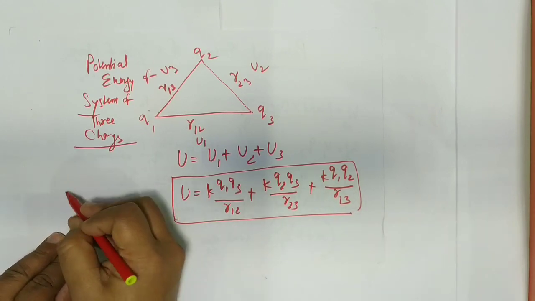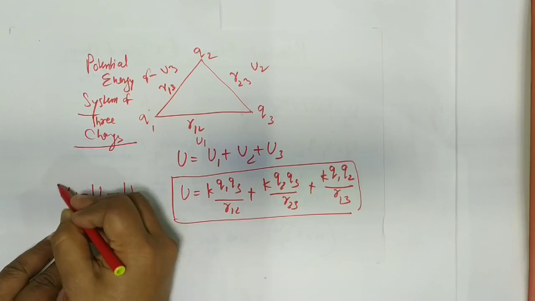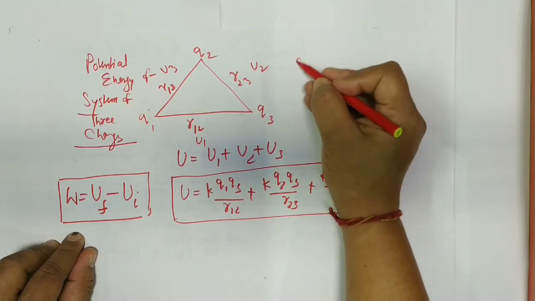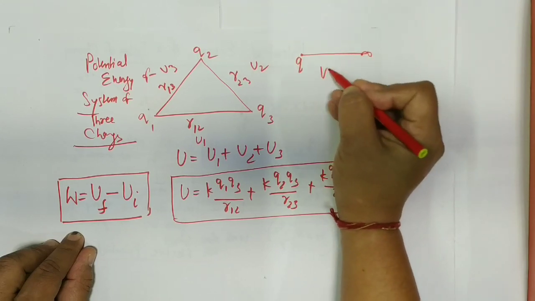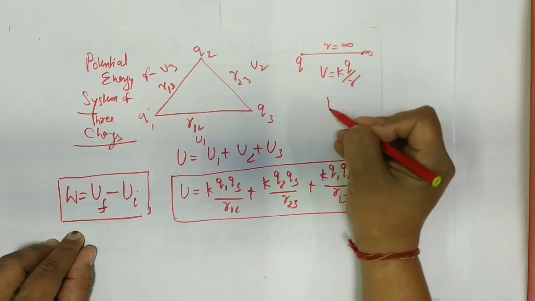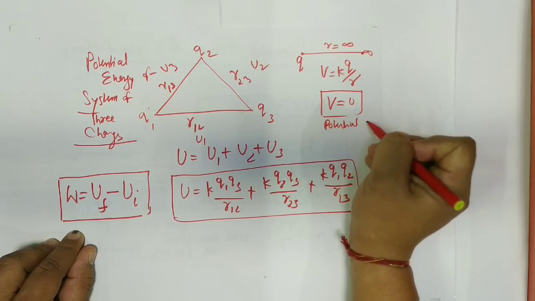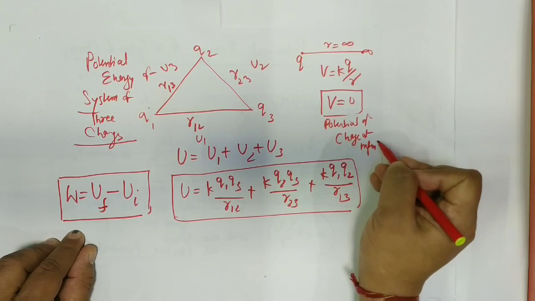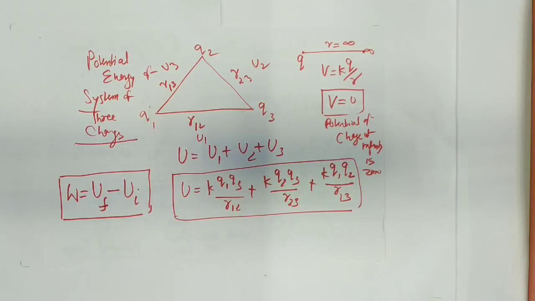Remember, work done is final potential energy minus initial potential energy. And one thing I want to ask you, if any charge is here, what will be the potential at infinity? We know that it is kq by r. When r is infinity, potential is zero. So the potential of a charge at infinity is zero. So this is the potential energy of a system of three charges.